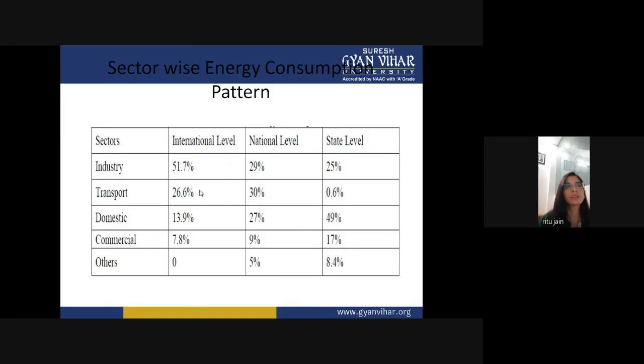So this is the sector-wise energy consumption pattern. Most of the energy consumption is in industry. After that, it is in transport. Third is your domestic purpose. Then commercial purpose. Then other purposes. So by these rows of data, we can easily compare the consumption of electrical energy.